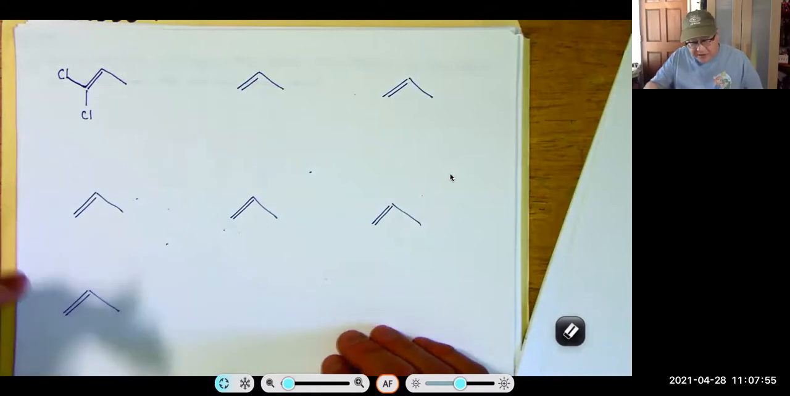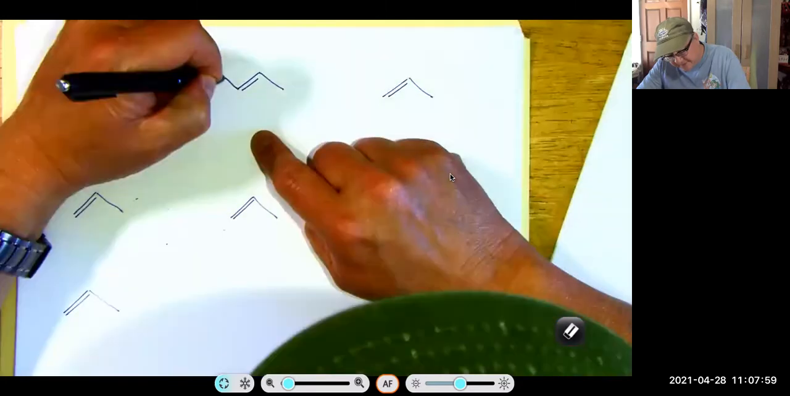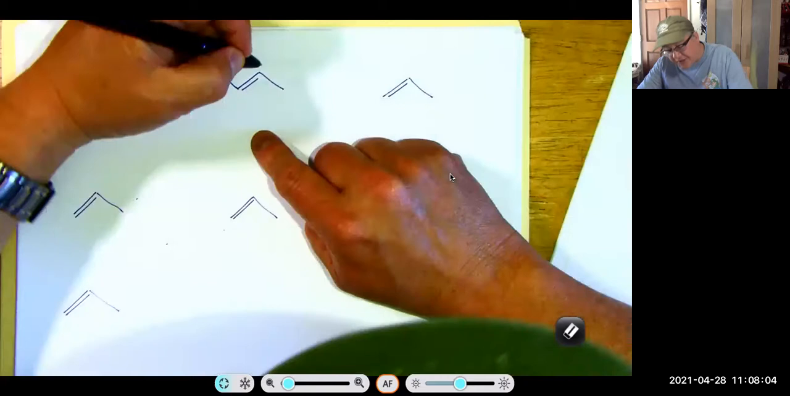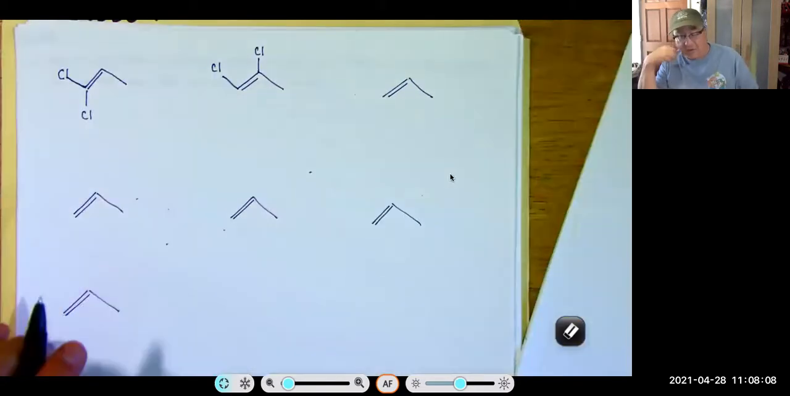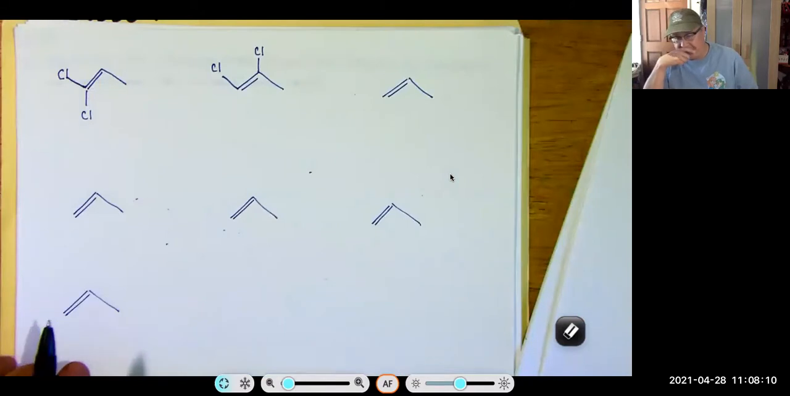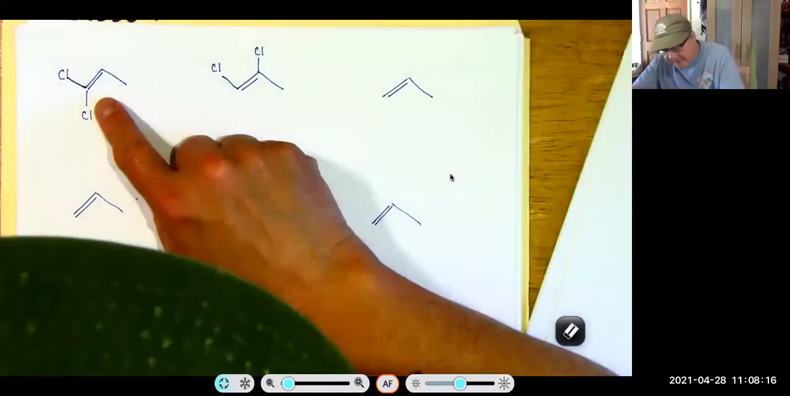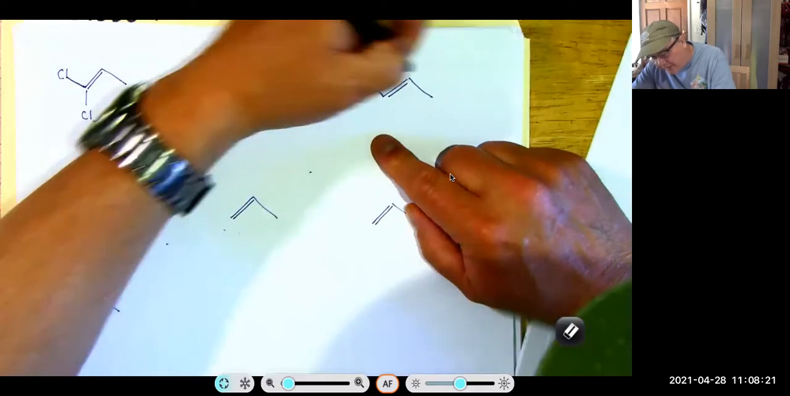And then what I like to do is this. I like to move one of the chlorines around. Keep one on the end and move the other around. Okay, now let's take a look at this first one. Here, I'm going to keep this on the end and I'm going to put the other one over here.